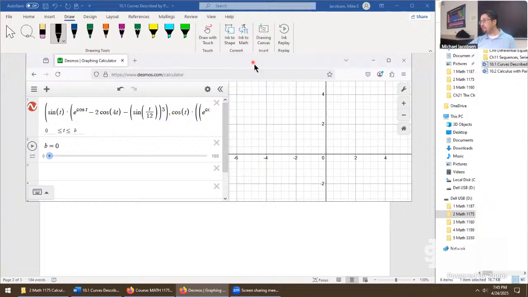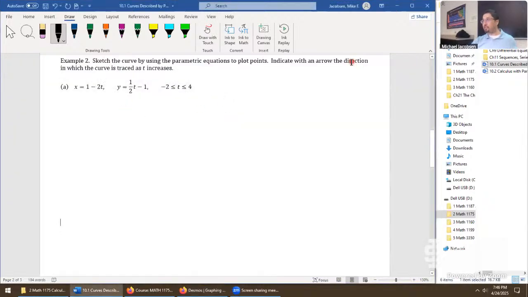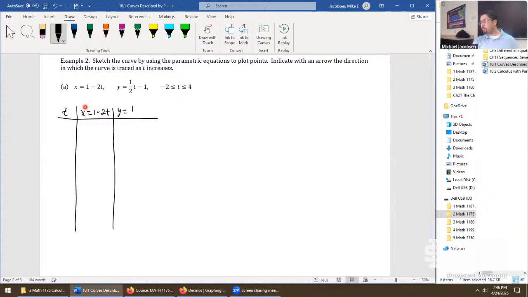So let's start with the plot first. Interesting thing about this plot is we don't want to start with a table X, Y. We want to start with a table that goes parameter t first, because that's going to say what points you really pick up. Then we're just plotting X coordinates and Y coordinates. So you can say X is 1 minus 2t, or just an X on this column. Y equals 1/2 t minus 1.